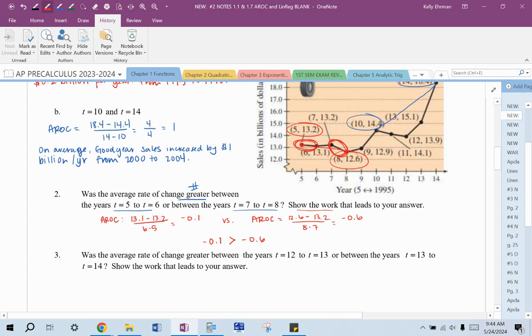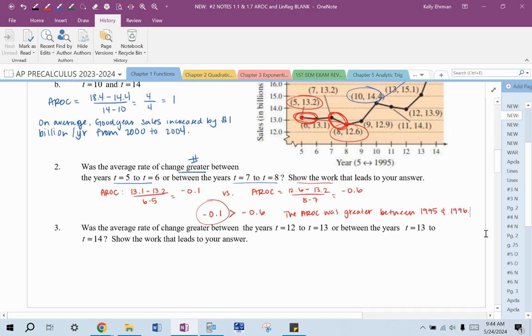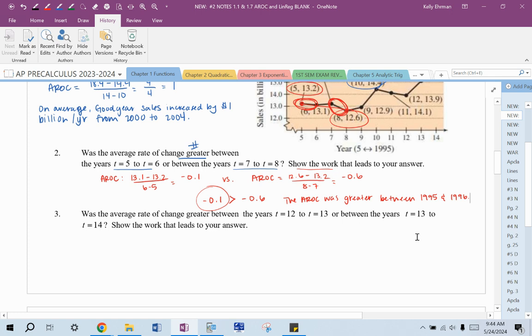So which one was greater? Between 95 and 96. So the AROC was greater between 1995 and 1996. Was the average rate of change greater between the years 12 to 13 or 13 to 14?